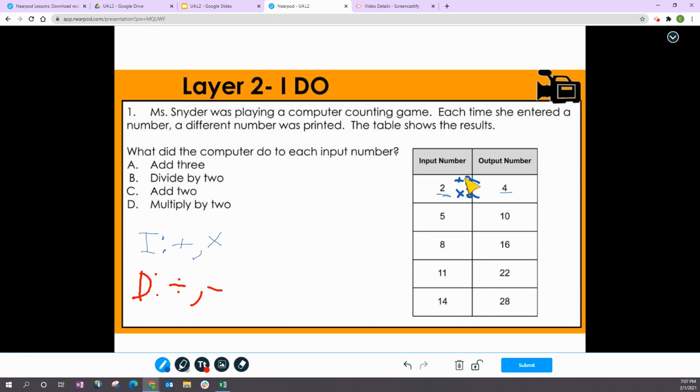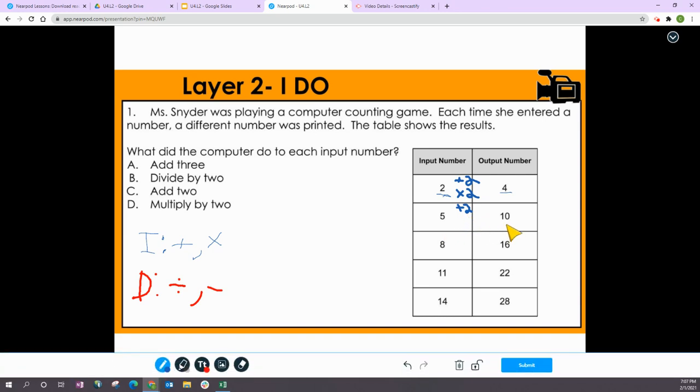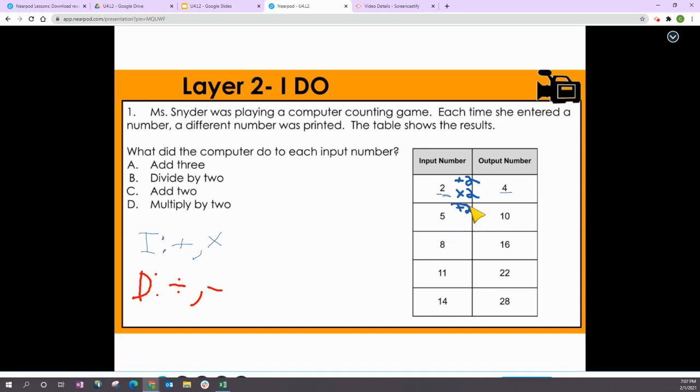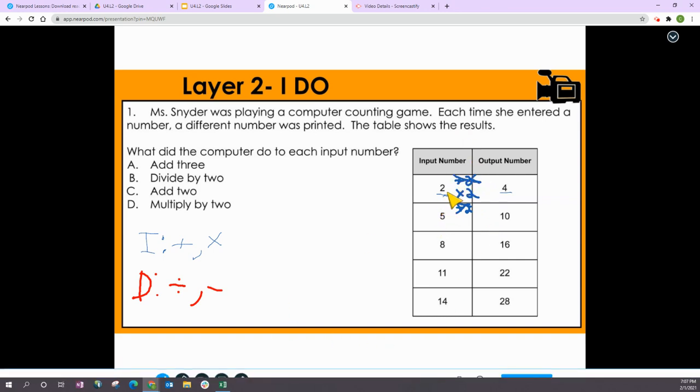Now, in order for a rule to be true, listen very carefully. In order for a rule to be true, it has to apply to the whole table. So we need to check our rule to make sure that our rules apply to every single input and output relationship in the table. Let's test out plus 2. Does 5 plus 2 equal 10? No, it does not. So plus 2 cannot be a rule that I have.